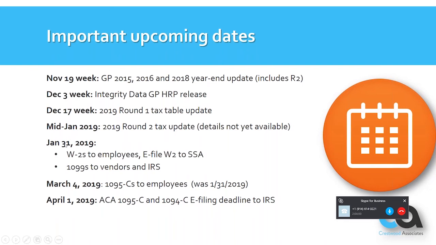And then just a reminder about your deadline, of course: January 31st, 2019, you need to make sure that all your W-2s are sent out to your employees. If you're e-filing your W-2s, you want to make sure that you have that completed, and that all the vendors have received their 1099 forms as well, and the IRS has received your vendor 1099 information.